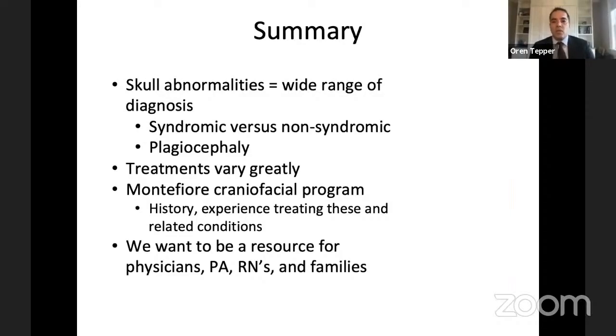It's not always the surgery I showed, which requires the whole reconstruction with a suture lattice. There are other situations where less invasive procedures are amenable, or simply shaving or reshaping of the bone. Again, in our program, we have a rich history. We have lots of experience treating these and related conditions, and we really want to be a resource for physicians and physician extenders, as well as families.